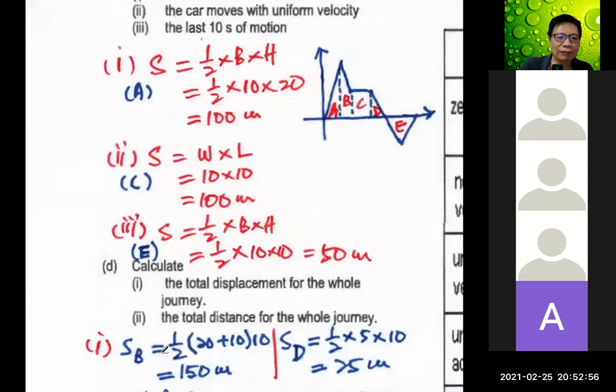Trapezium is here. Half times (A plus B) times height. So you get 150. And for D, the triangle, half times 5 times 10. So it's 25. Okay, now next question. Now only you can answer, you know.